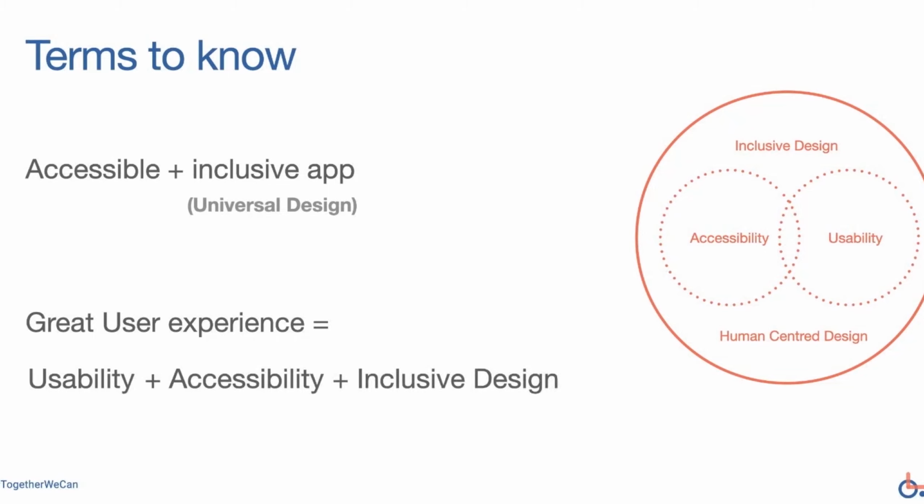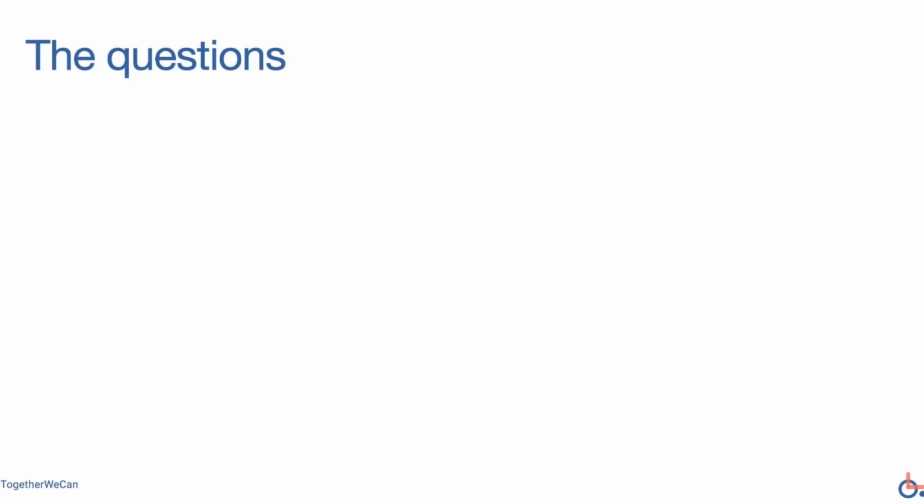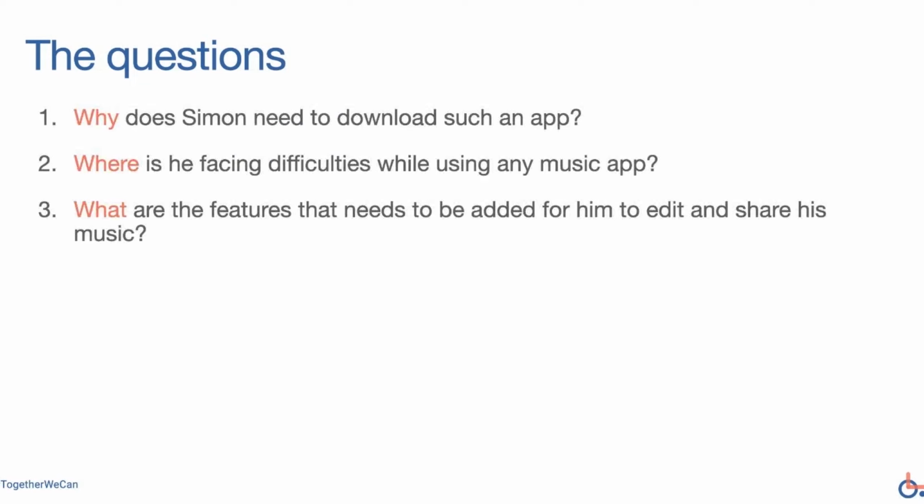So how do we achieve that? Let's ask ourselves 3 simple questions. Why does Simon need to download such an app? Where is he facing difficulties while he's using the music app? And what are the features that need to be added for him to edit and share his music? If we go back to the example we mentioned before, we should also take into consideration how long Simon will need to achieve his goal.